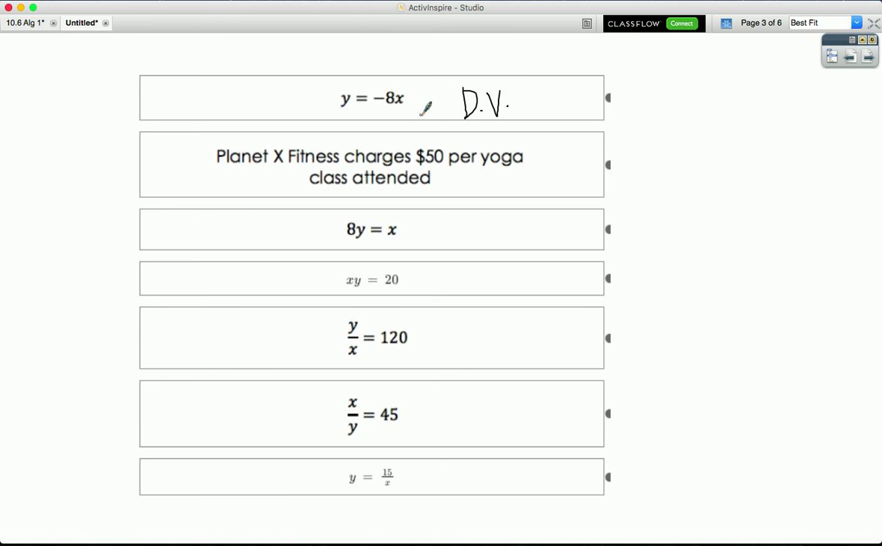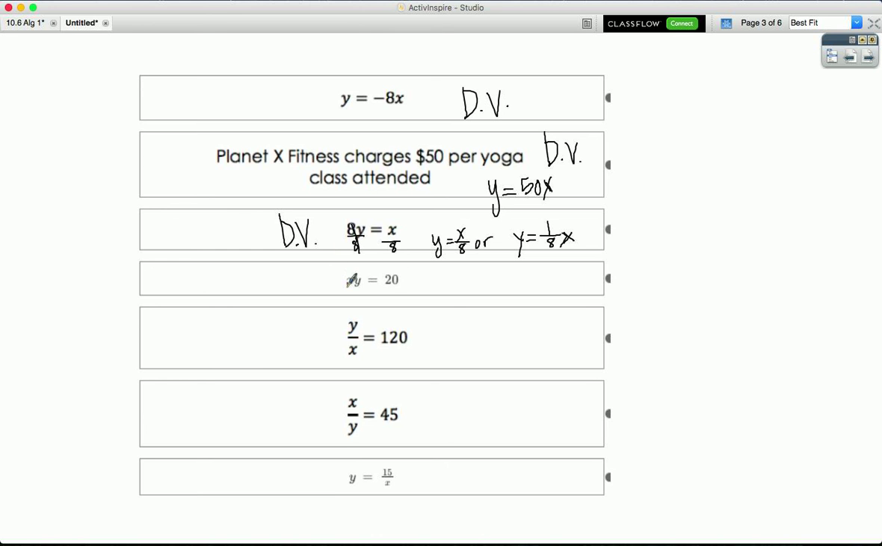Planet Fitness charges $50 per yoga class attended, so y equals 50 times x, where x would be the number of classes attended, y would be the total cost, so this is also a direct variation. On the third one down, to solve for y, I would divide by 8, so y equals x over 8, or y equals 1/8 times x. So because I'm not dividing by x, this is a direct variation.